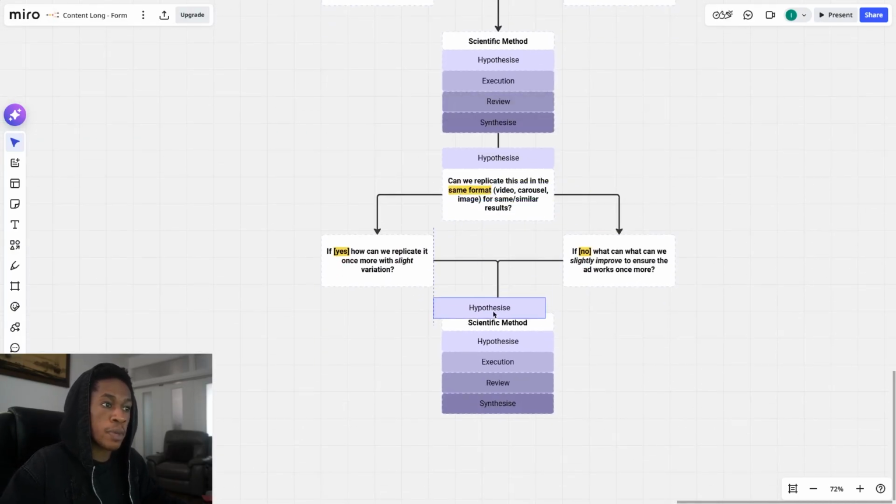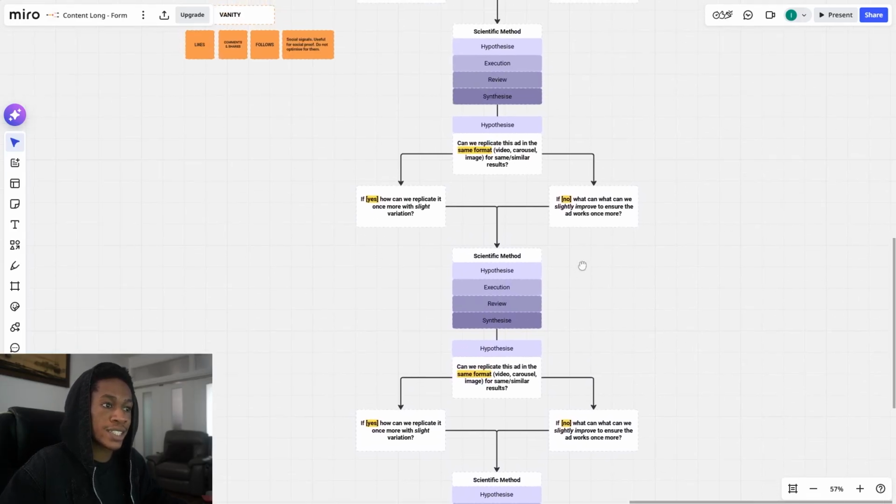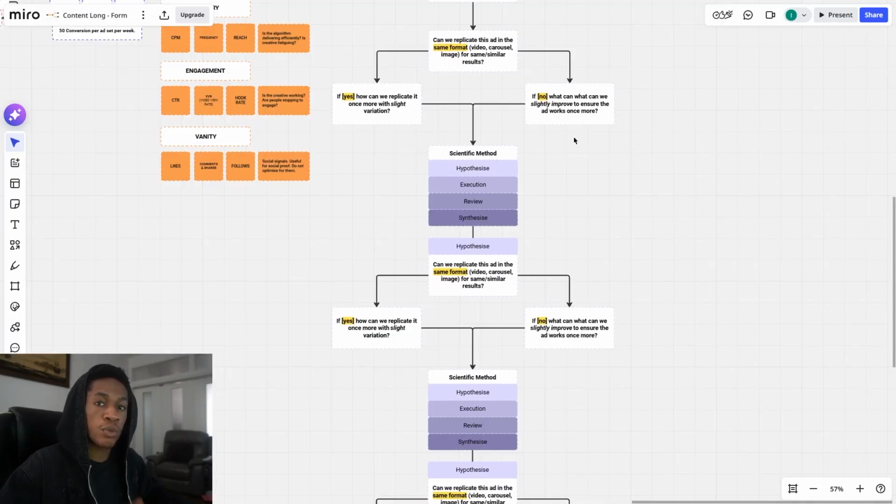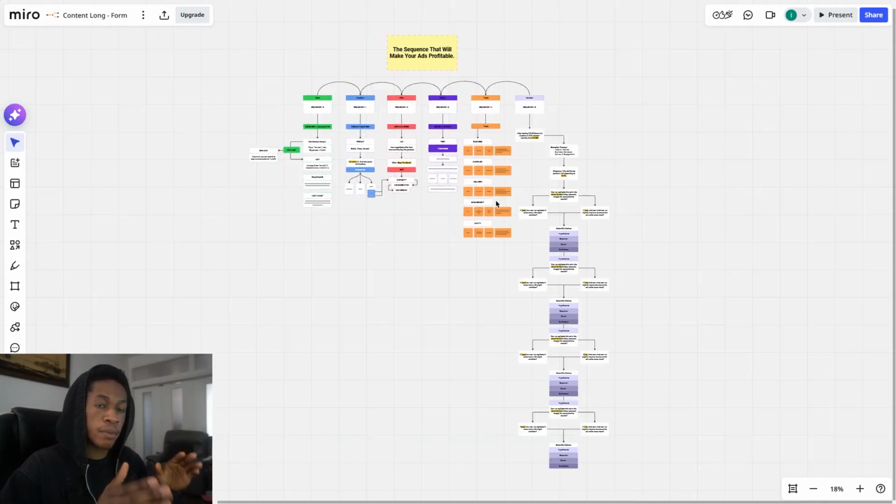And the reason why we make winning ads, like I said, isn't rocket science. We aren't just guessing here. No, we have data, we have metrics. Once we look at the data and the metrics, we're able to review it, know why the ad did well, and then do it all over again. Once again, this is the sequence that will make your ad profitable.